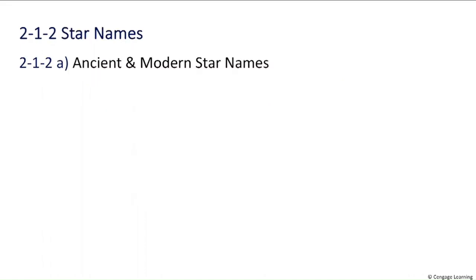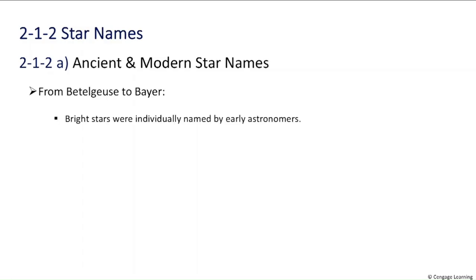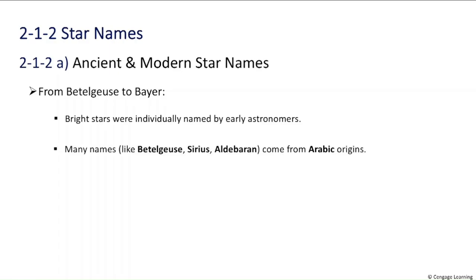In addition to naming groups of stars, early astronomers gave individual names to the brightest stars. So have you heard of Betelgeuse? Its name comes from Arabic and means hand of the giant. Cool, right? So although the constellation names came from Greek translated into Latin, most individual star names came from Arabic.